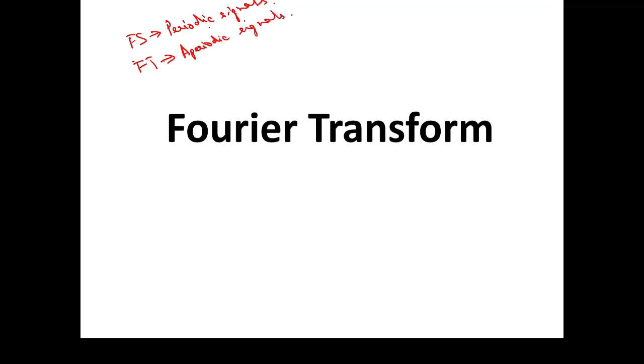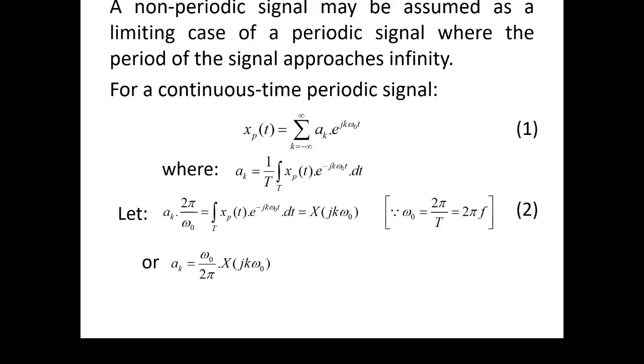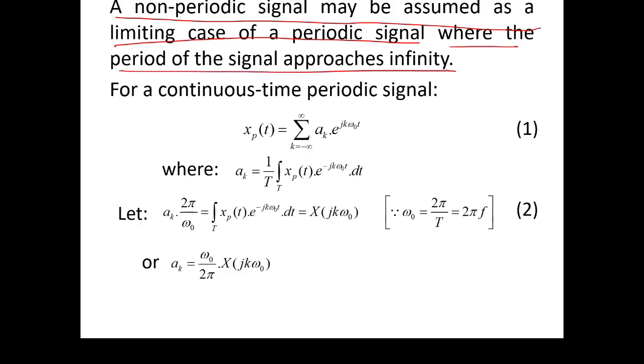Is it correct? It is correct. Anything else? Yes, it is capable of handling both aperiodic and periodic signals. Why? Can you explain? If we consider the Fourier transform, the first assumption is that a non-periodic signal may be assumed as a limiting case of a periodic signal where the period of the signal approaches infinity. Okay, what is the period?